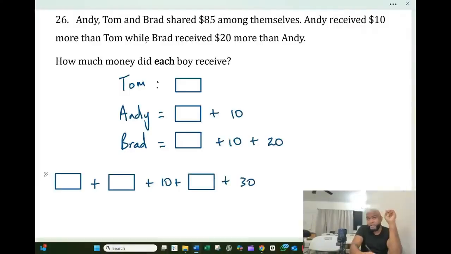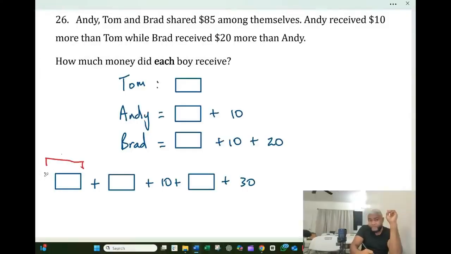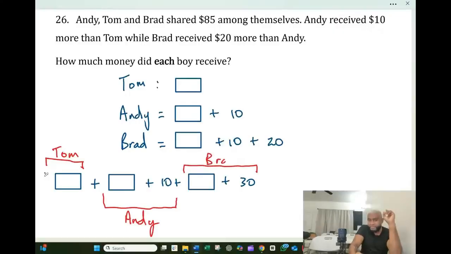Everybody good here? Now let's read up the scene. This is Tom. Everybody good there? This is Andy, right? And this would be big man Brad, right? And these will be equal to how much? How much money did they get all together? 8,500. Right? Good? 8,500.